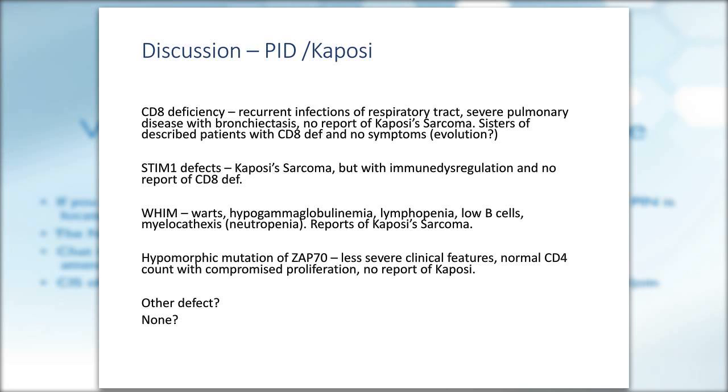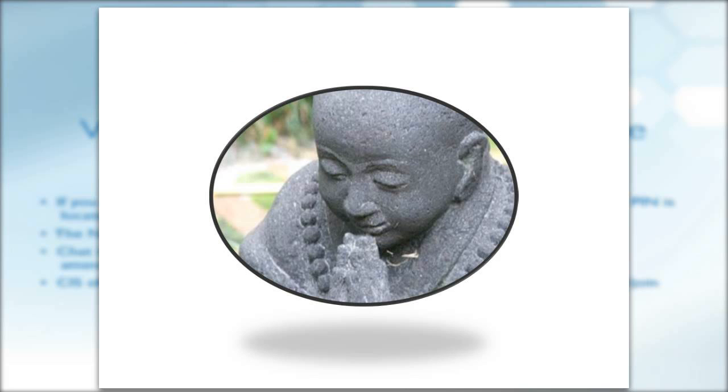Hypomorphic mutations in ZAP70 have been described with low levels of CD8, normal values of CD4, a partial loss of function, a milder clinical picture, and late onset. But here again, we didn't find reports of Kaposi sarcoma in the cases described in the literature. So finally, I think we cannot rule out the possibility of another immunological defect not yet known, or perhaps it's just a coincidence. I don't know. And that's all. Thank you for your attention.